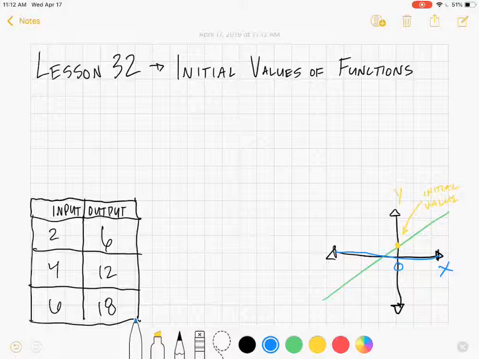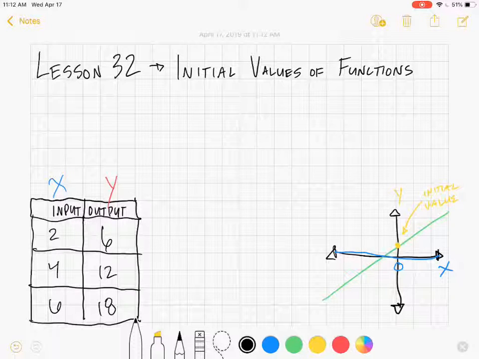We're going to take some notes on this today. Remember, when we're dealing with our input-output tables, x is our input, and y is our output. One way to find the initial value of a linear function is to solve the equation where the input, x, equals 0. Use our formula y equals mx plus b, where m represents the rate of change and b represents the initial value of the linear function.